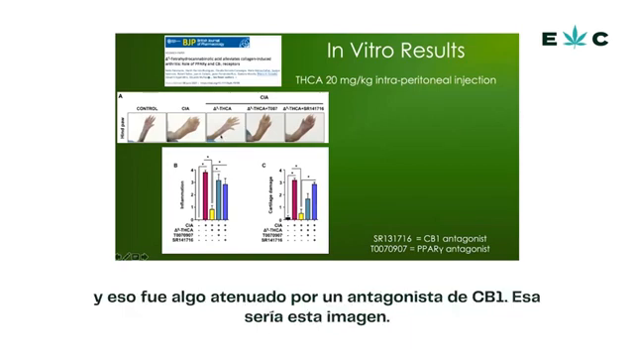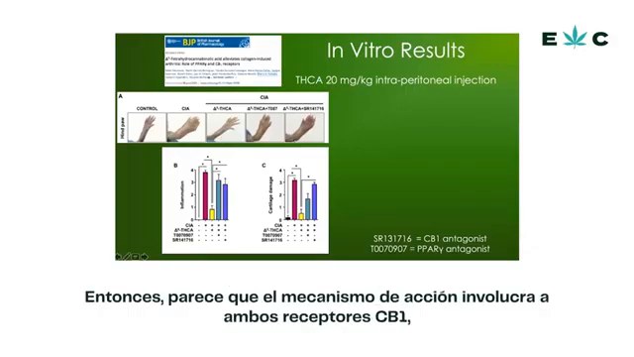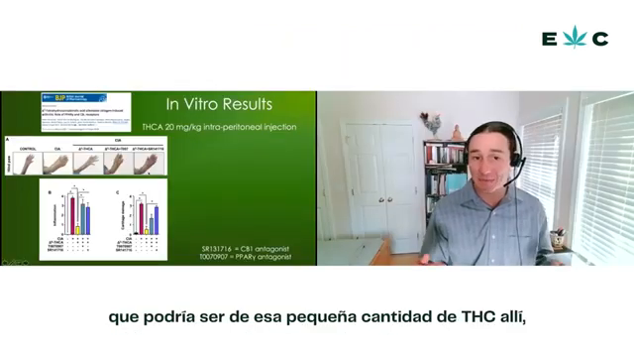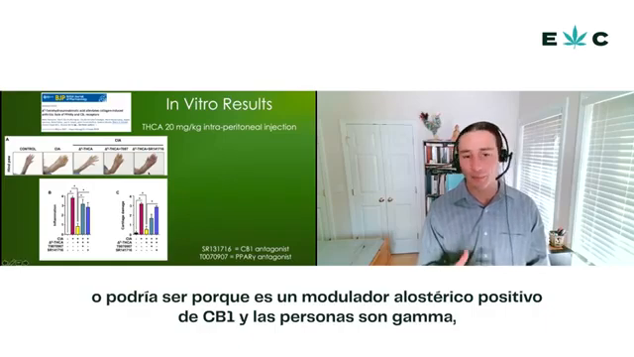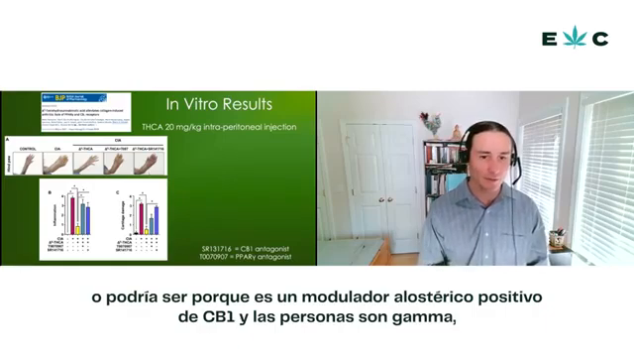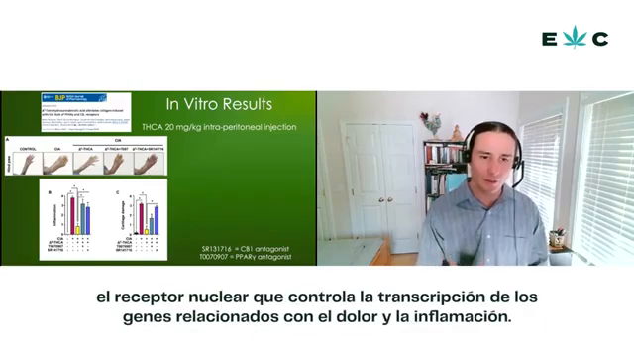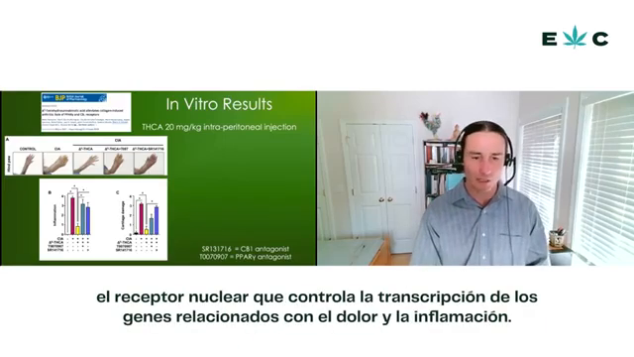And that was somewhat attenuated by a CB1 antagonist, that would be this picture, as well as a PPAR gamma antagonist. So it looks like the mechanism of action involves both of these receptors, CB1, which might be from that tiny amount of THC in there, or it might be because it's a positive allosteric modulator of CB1, as well as PPAR gamma, the nuclear receptor that controls the transcription of genes related to pain and inflammation.